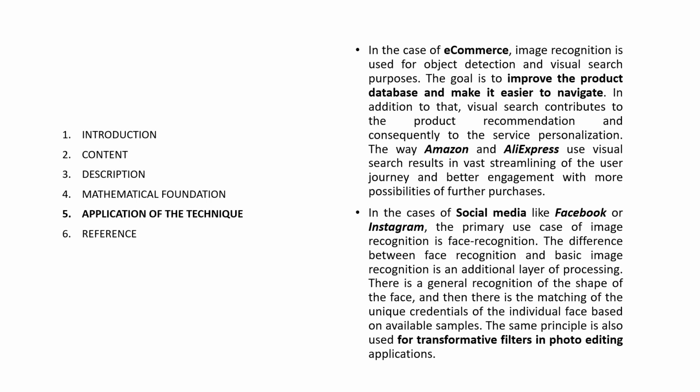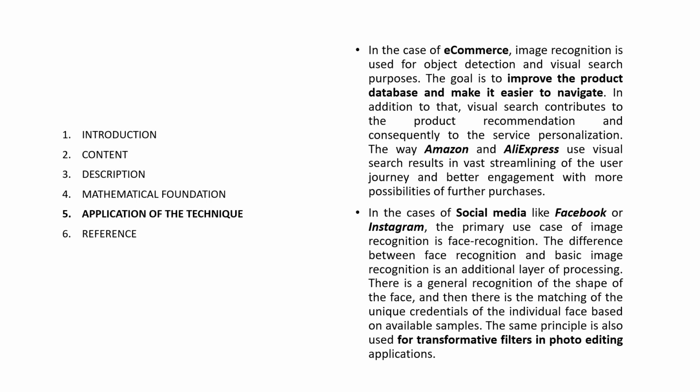In the case of e-commerce, image recognition is used for object detection and visual search. The goal is to improve the product database and make it easier to navigate. In addition to that, visual search contributes to product recommendation and consequently to service personalization. The way Amazon uses visual search results in vast streamlining of the user journey and better engagement with more possibilities of further purchases.